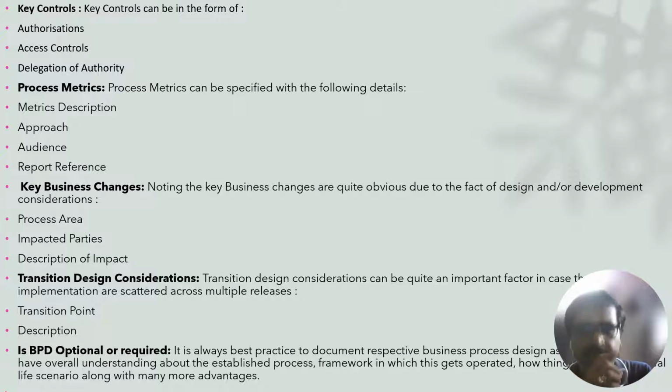And then transition design considerations. The transition design considerations can be quite an important factor in the case of implementations scattered across multiple releases. If the release is scattered, then you need to do the transition design considerations. Say in January 2001 you are doing the first stage of implementation, in January 2002 you are doing the second release, and in 2003 you are doing the third release. Like that, if it is scattered, then you definitely need a transition design consideration.